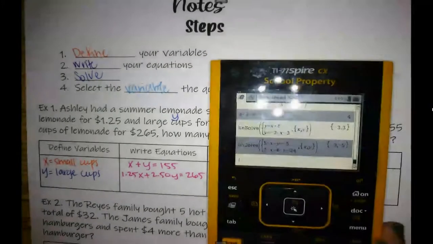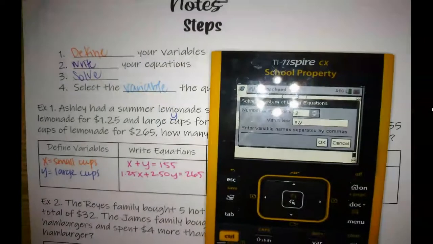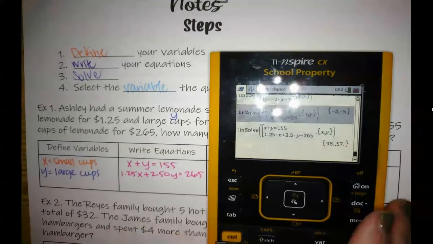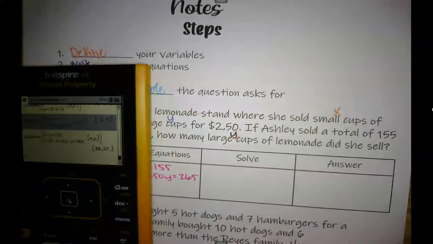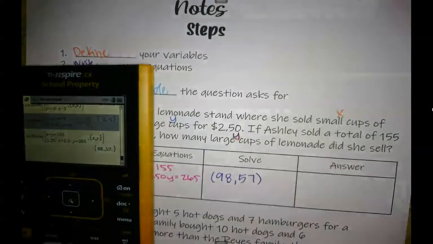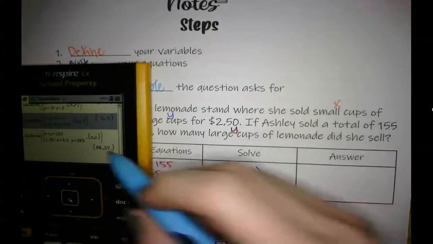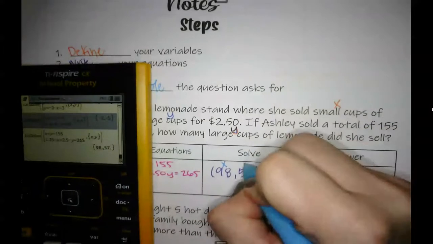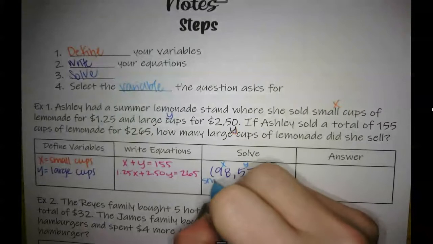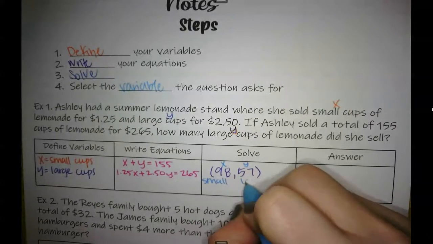All right, let's solve this. And I'm going to just plug it into my calculator because that is easy. 1.25x plus 2.50y equals 265. All right, so it looks like we got 98 and 57. Remember, my solution is x and y. So we've got 98 small cups and 57 large cups.